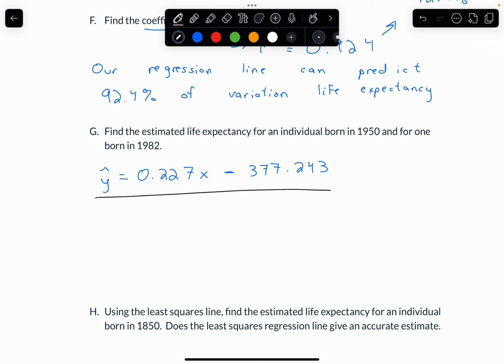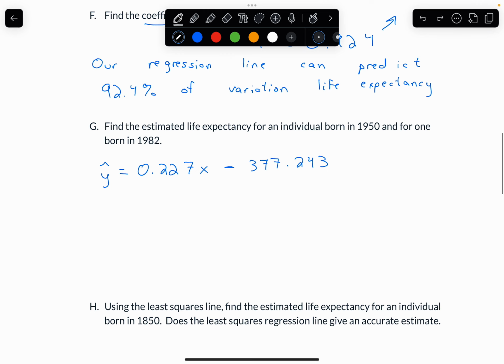Moving back to our problem, we had calculated our least squares regression line. I've gone ahead and copied it down here. Part G says to find the estimated life expectancy for an individual born in 1950 and one in 1982. These are birth years, which means that these are both X values. I'm just going to plug those into my least squares regression line. So let's do 1950 first.